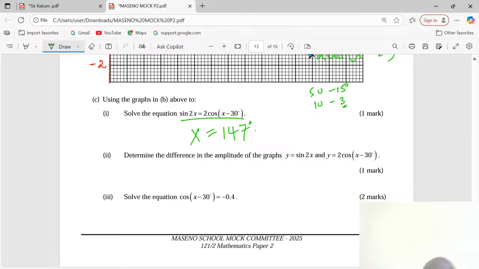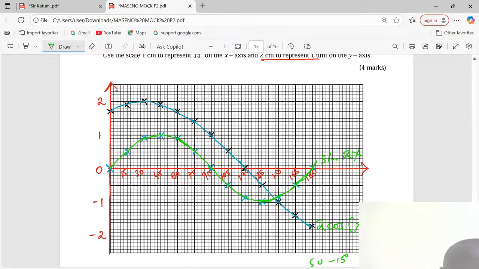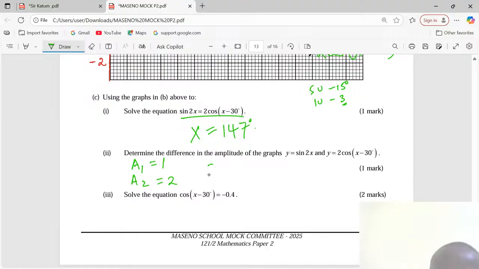Look at the second one. Determine the difference in amplitude of graphs y equals sine of 2x and y equals 2 cosine of x minus 30. Difference in amplitude means the first amplitude is 1 and the second amplitude is 2. The amplitude is the highest the curve can go up to. So the one is going up to 2. The other is rising only up to 1. So the difference should be 2 minus 1, one amplitude minus the other one.